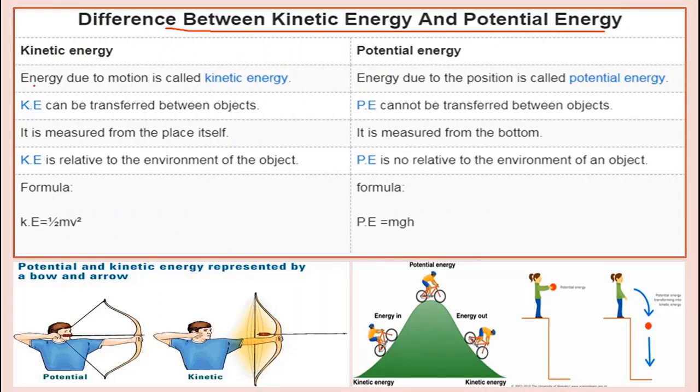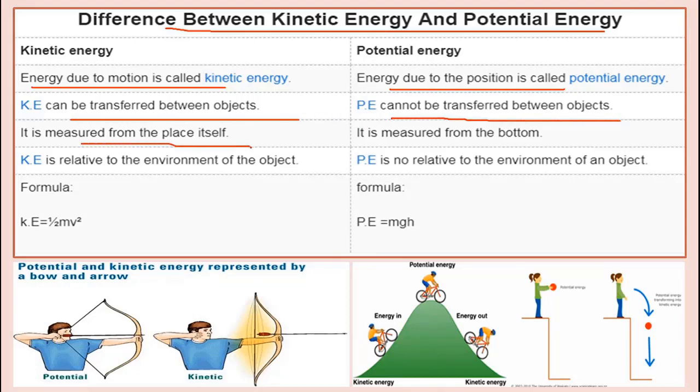Kinetic energy is energy due to motion, whereas potential energy is the energy due to change in position. Kinetic energy can be transferred between objects, whereas potential energy can't be transferred between objects. Kinetic energy is measured from place to place, whereas potential energy is measured from the bottom. Kinetic energy is relative to the environment of the object because motion is related over there, whereas potential energy is not relative to the environment of the object.